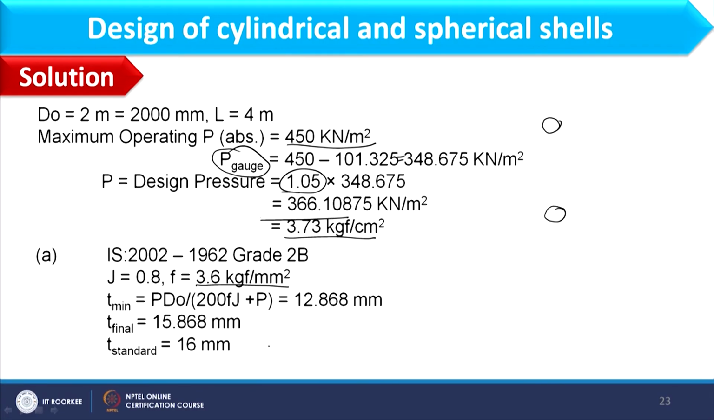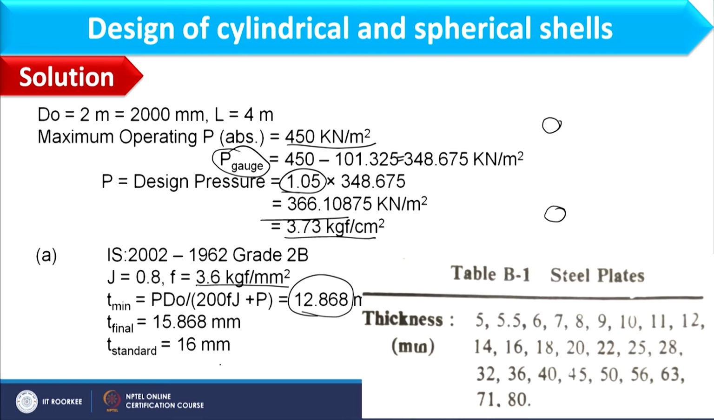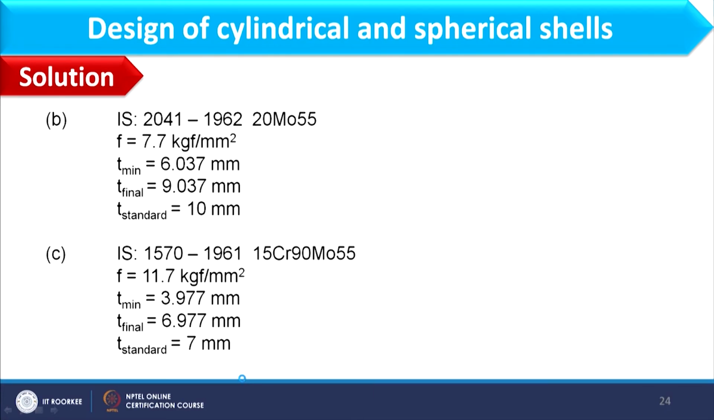J factor I already know as 0.8, other parameters we have already extracted from table or formulae, and then adding 3 mm to this as corrosion allowance, we have thickness 15.868, and then you can see table B1 where the next value is available as 16. So, 16 mm we have considered as a standard thickness. In a similar way, we can compute the thickness for other materials.